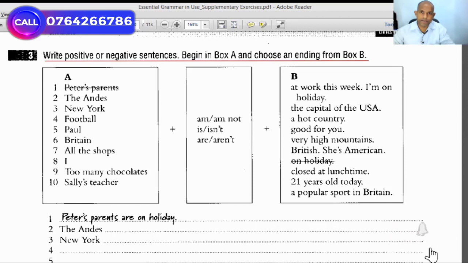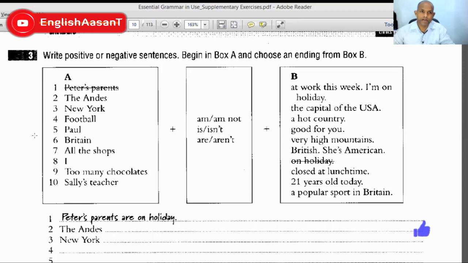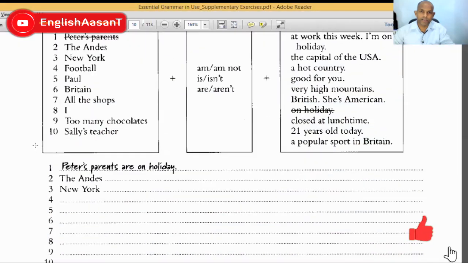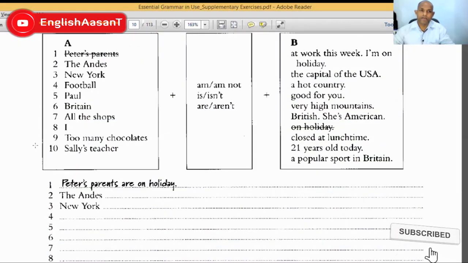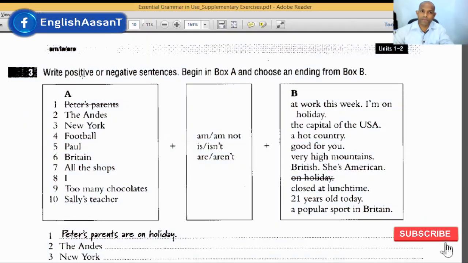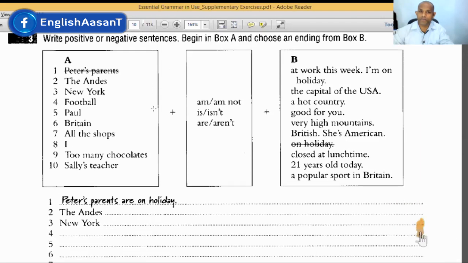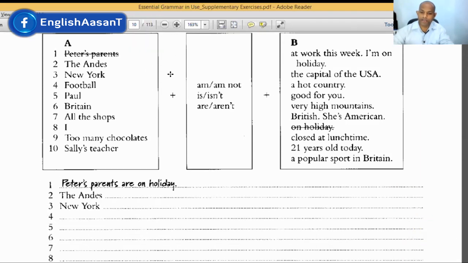First one is done for you, and let's look at how we can do the other part. So Peter's parents are on holiday. Question is, use positive or negative sentences. Okay, you can use both positive and negative sentences. So now let's look at the answer. How can we answer it?